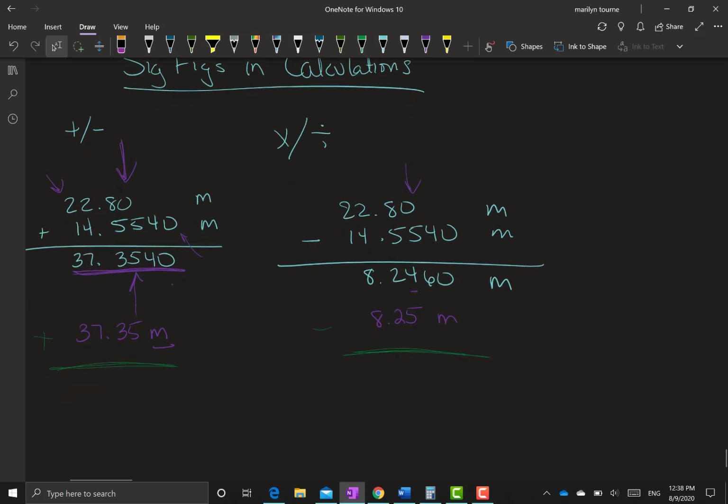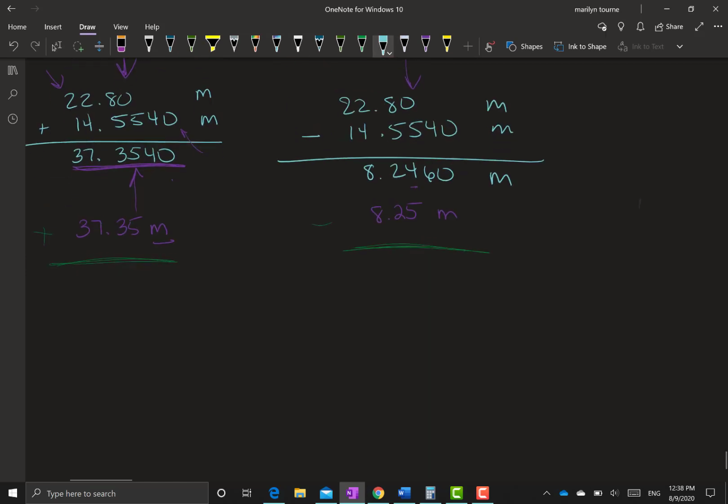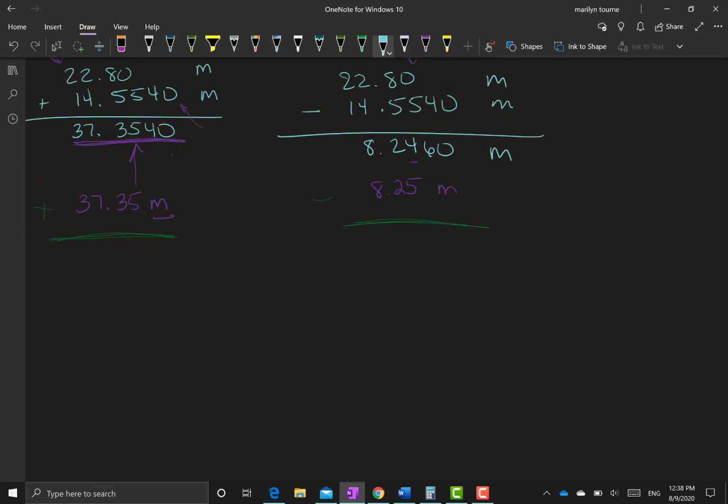Let's do some multiplying and dividing examples with the same number, because this is actually a great example. So if I'm multiplying, let's say I'm taking 22.80 and I'm multiplying that times 14.5540. Now, the rule for multiplication and division is even easier. You take the number that has the least number of significant digits, and that's how many significant digits you report in your final answer. If you look at this number, 22.80 has how many sig figs? It has 4.